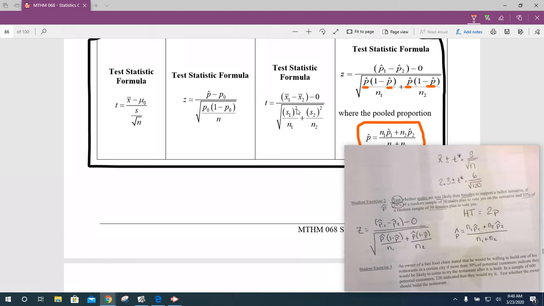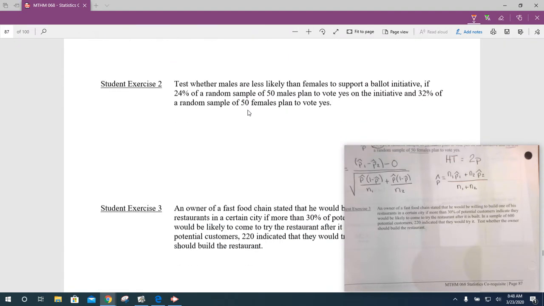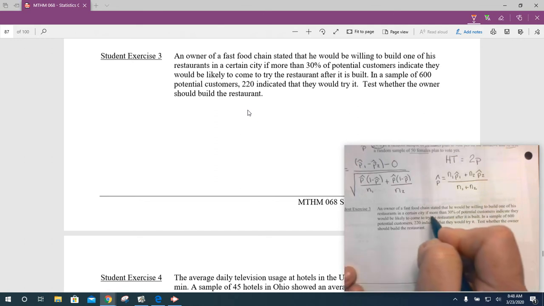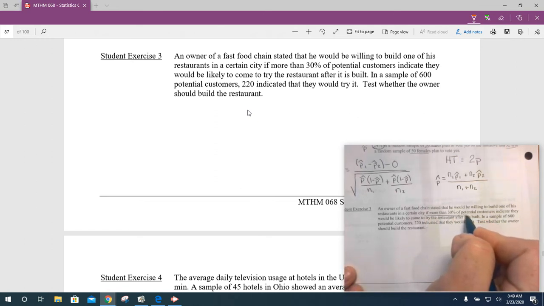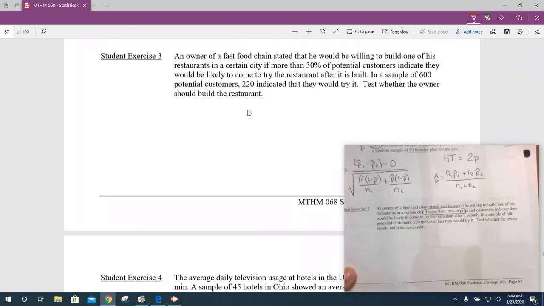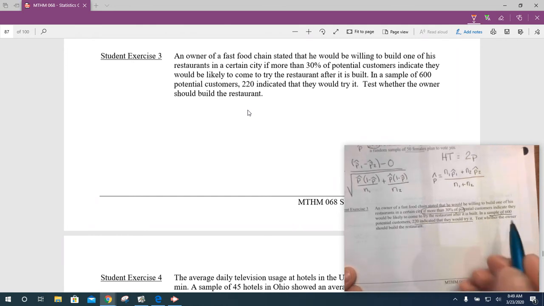Let's look at student exercise 3. The owner of a fast food chain states that they would be willing to build one of his restaurants in a certain city if more than 30%, right there, that makes it a test, of potential customers indicate that they would be willing to try the restaurant after it is built. In a sample of 600, there's your n value, 220 indicate that they would try it. So 220 is going to be my proportion of 600.